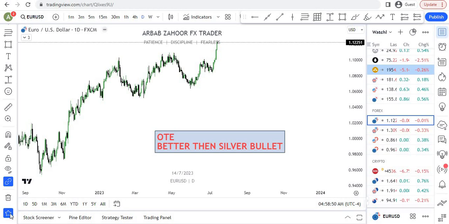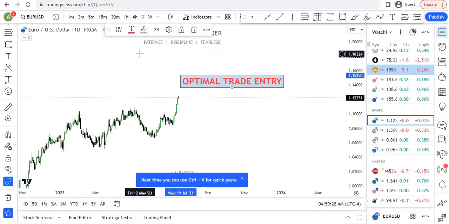In this short video, I will tell you a setup which is better than a silver bullet. You don't have to mark out the liquidity area, you don't have to find a displacement, you don't have to find a fair value gap or anything else. So let's start the video.